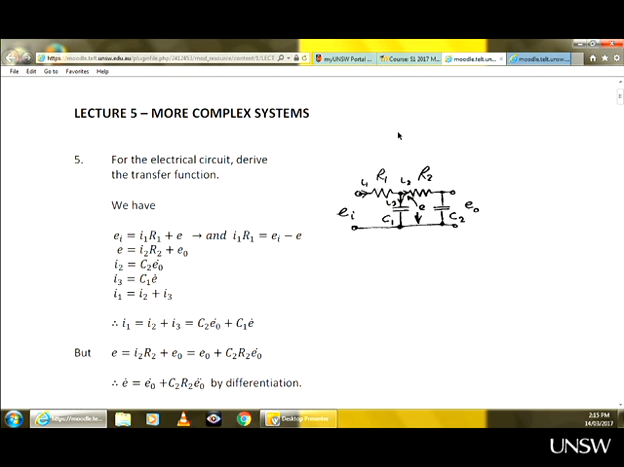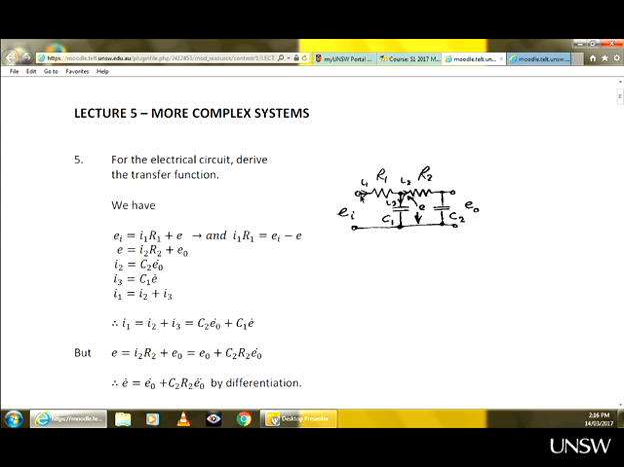Okay, so here we have an electrical circuit. Input is EI, output is EO. We want to find the transfer function of this system. And because of the complexity of the system, I strongly suggest that we write as many differential equations as necessary to fully model the system.